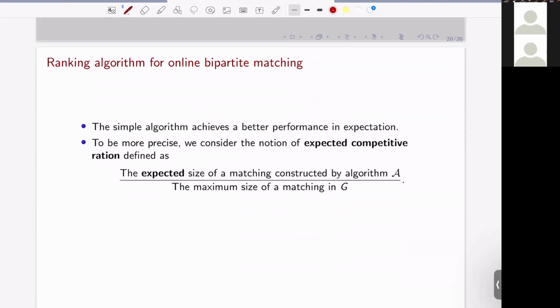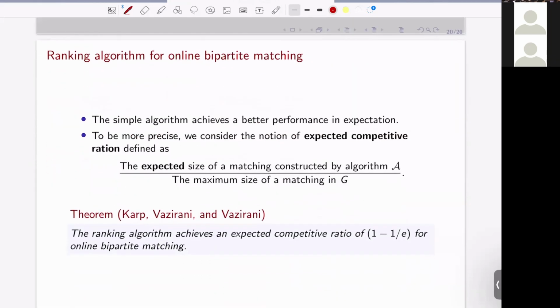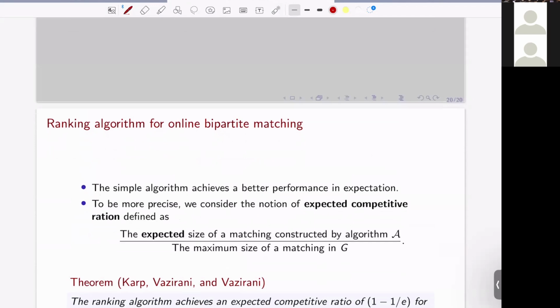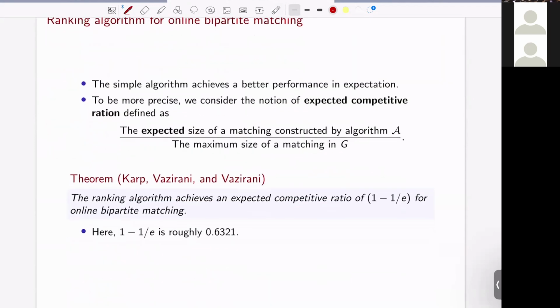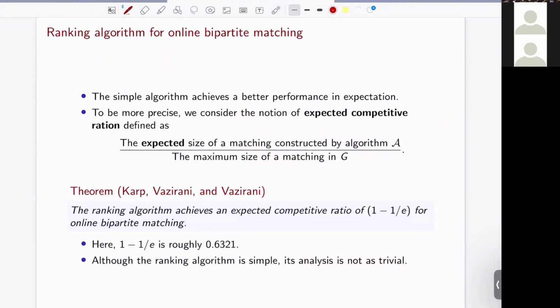And in fact, you can prove that the expected competitive ratio is 1 minus 1 over e, which has value roughly 0.63. But if you look at the analysis, it's quite complicated, so I decided not to cover the analysis here. So this is it for today. Any questions?